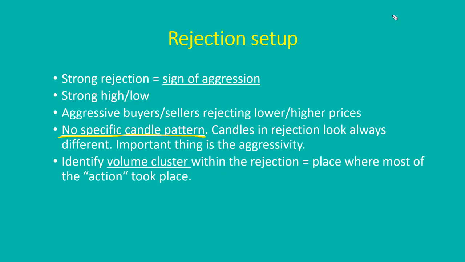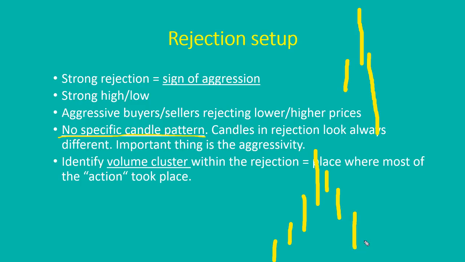So for example, if you look on a 30-minute chart, then the rejection could look, for example, like this. If you look at 5-minute chart, then the same rejection could look, for example, like this. Alright? In both cases, it is a strong rejection of higher prices, aggressive rejection and change of price movement. But there is no one specific candle pattern which will define the rejection. But the important thing we look for is the aggressivity.